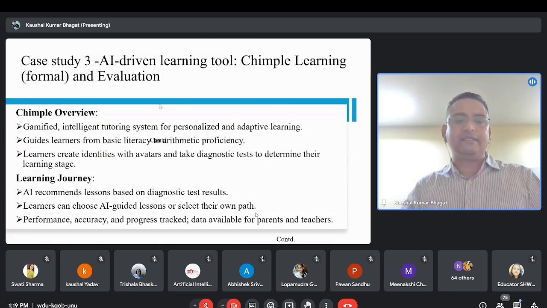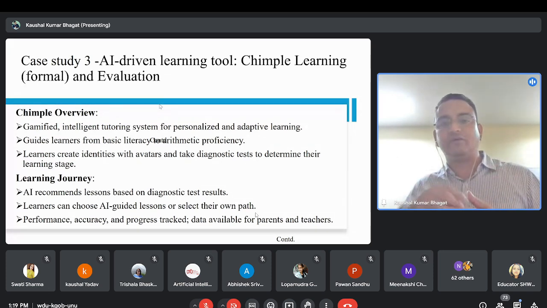Then there is another tool that was developed, Chimple Learning. Basically they have developed a gamified system, which is an intelligent tutoring system for personalized learning. Based on the achievement level of the student, they can provide the content, and then they can take the test about that.